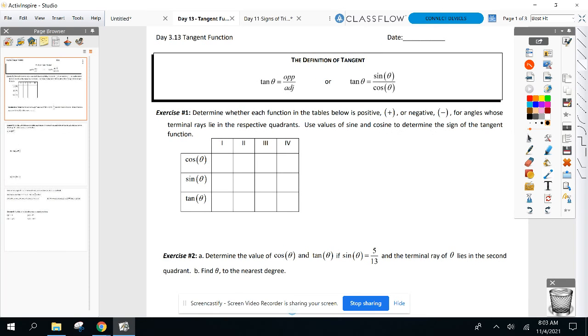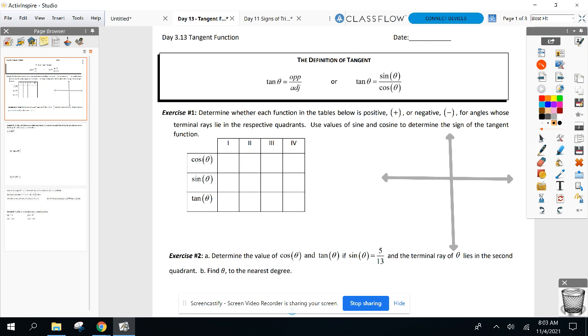All right, so let's get our XY axes here. We all remember how to figure out what's positive and what's negative in each quadrant. All students take classes.